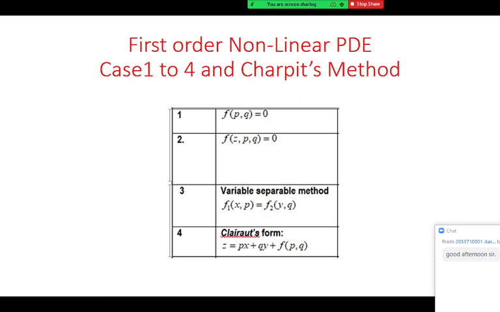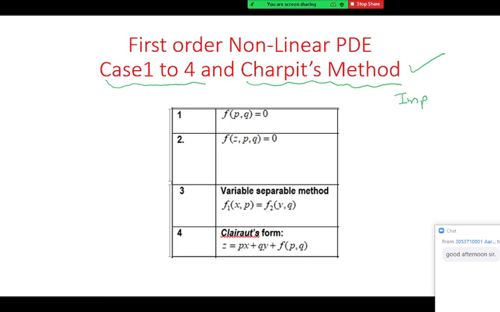In first order nonlinear PDE, we have a total of 4 cases. Along with those 4 cases, case 1 to 4, we have one more, Charpit's method. As per the old question paper pattern, Charpit's method is very important. Each and every question paper contains one question on Charpit's method, and there are mainly 3 solved examples in the book that come. We'll come to that later on.